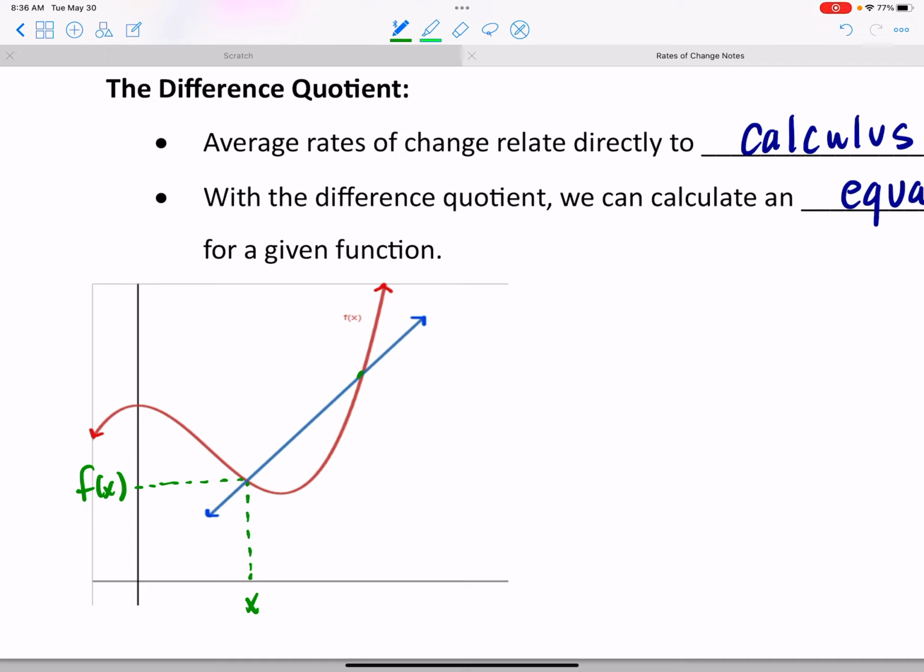And then the second point here, we are going to say that this point is some distance h. So we're going to call this distance between these two points h, so that this second point is h units away. That would be the x value we started with plus h. So h units away. And then the corresponding y value would be found by inputting x plus h. So this would be f of x plus h here.